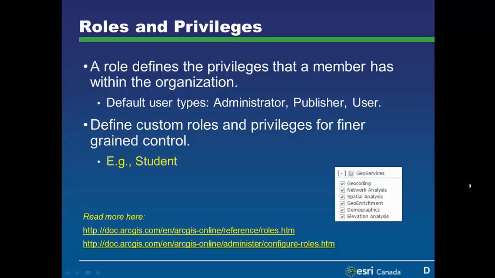The first is that the named user has to be either a predefined role or a custom role that has publishing capabilities. That's technically a privilege to be able to publish within ArcGIS Online. Additional privileges relate to being able to actually perform spatial analysis, to be able to geocode a table of addresses, to be able to geo-enrich your geographic boundaries with demographic data.